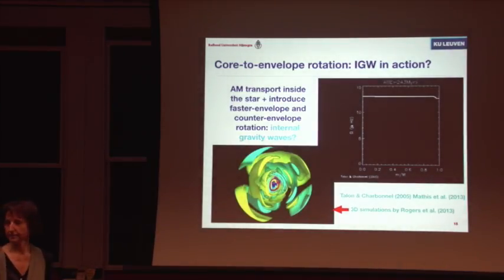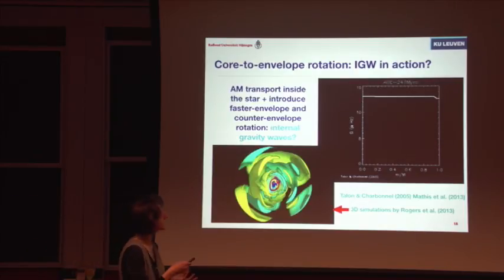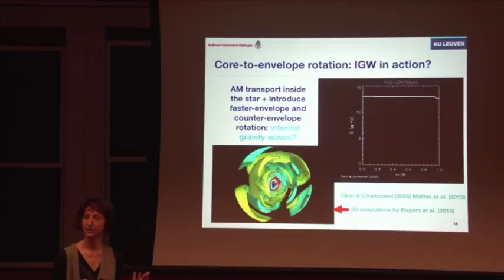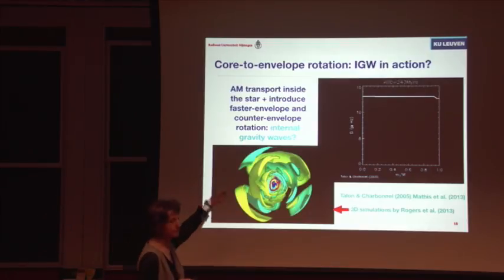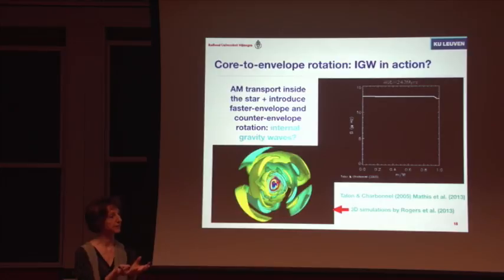So what can be an explanation? Well, I'm claiming that internal gravity waves is something we should take into account, because so far this has not been included in this blue box that I showed in terms of input physics. How does that work? Well, stars that have a convective inner core, these convective motions trigger gravity waves, and these can then pass their angular momentum inside the star.